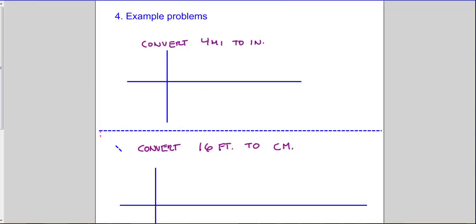So now let's do some example problems, and I want you to do your problems as I show you here. So this is called dimensional analysis.